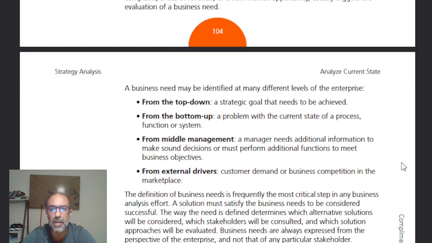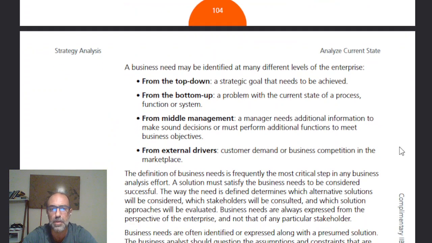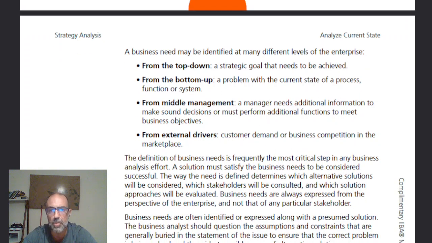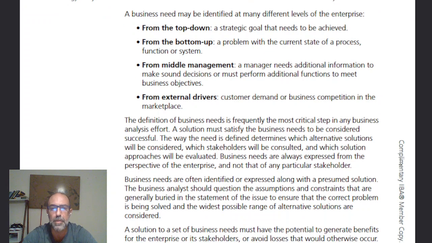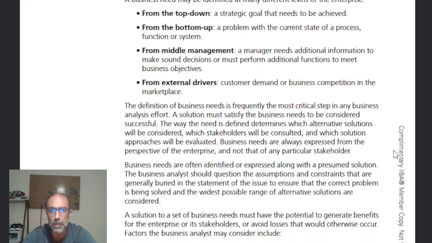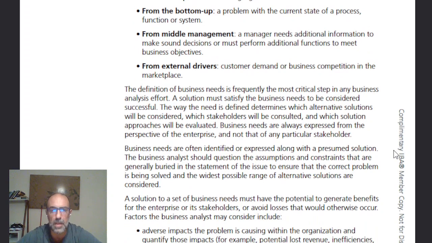A business need may be identified at many different levels of the enterprise: from the top down, a strategic goal that needs to be achieved; from the bottom up, a problem with the current state of a process, function, or system; from middle management, a manager needs additional information to make sound decisions or must perform additional functions to meet business objectives; or from external drivers, customer demand, or business competition in the marketplace. The definition of business needs is frequently the most critical step in any business analysis effort. A solution must satisfy the business needs to be considered successful.